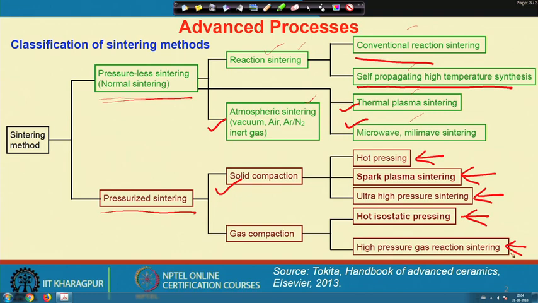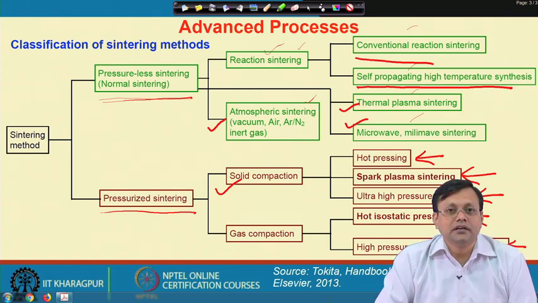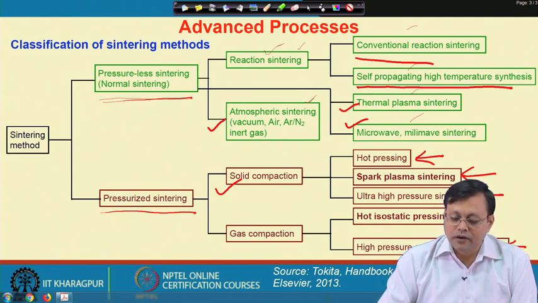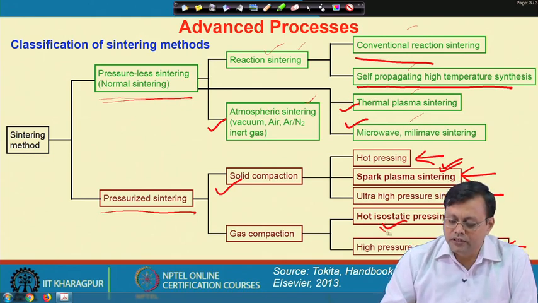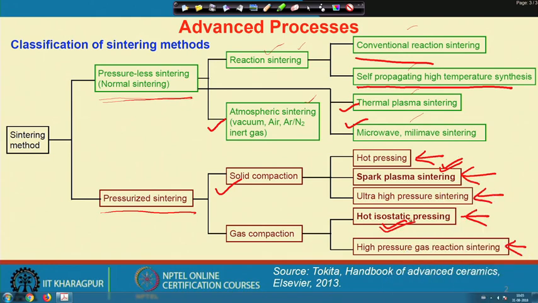However, among all these techniques, we are mostly concerned about pressurized sintering, because it can yield a very high quality compact while retaining the initial particle size. So, one is the solid compaction technique like spark plasma sintering, and let us say hot isostatic pressing. We will discuss these two techniques, which are very important for us.